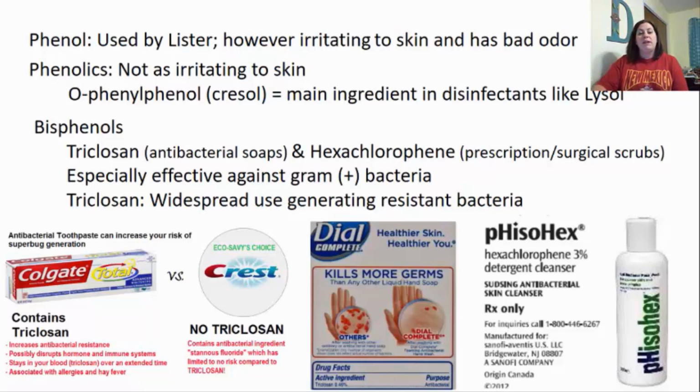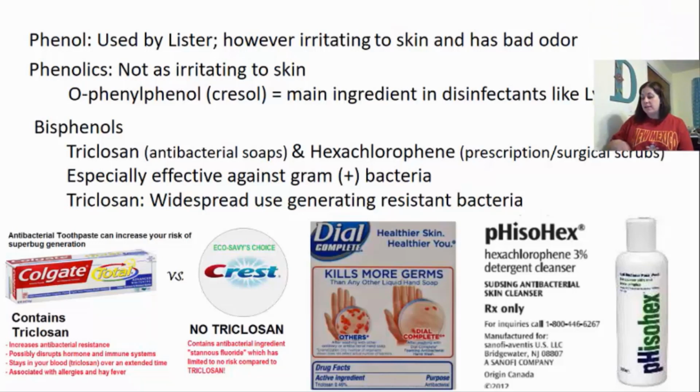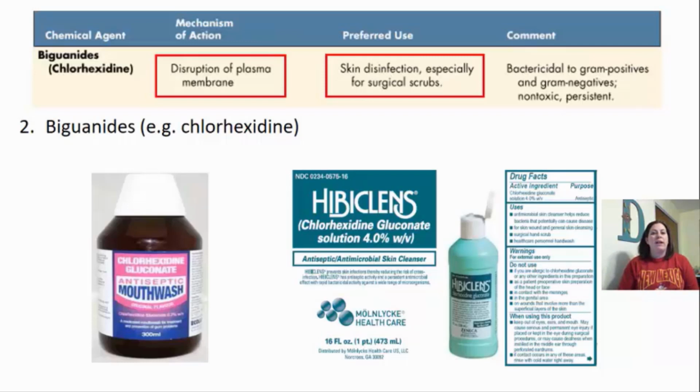Now, in order to determine if these are present, you have to look at the label. And this is again why labels are located here on this slide. So the next group are the biguanides, also known as the chlorhexidines. These are going to disrupt the plasma membrane. We can use these for skin disinfection, especially for surgical scrubs. These are bactericidal to gram-positives and gram-negatives. These are non-toxic. And they are persistent. And so when we look here, some examples, this is showing you the antiseptic type of mouthwash, and we also have some other cleaners. And again, you would be looking for that chlorhexidine on the label.